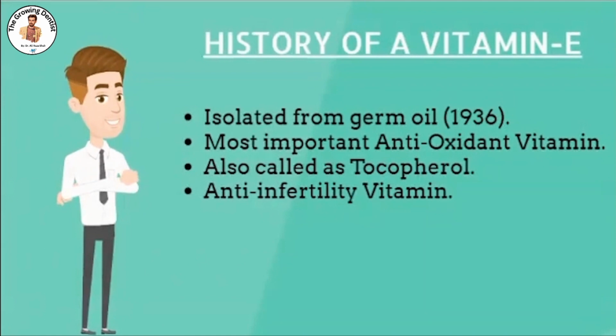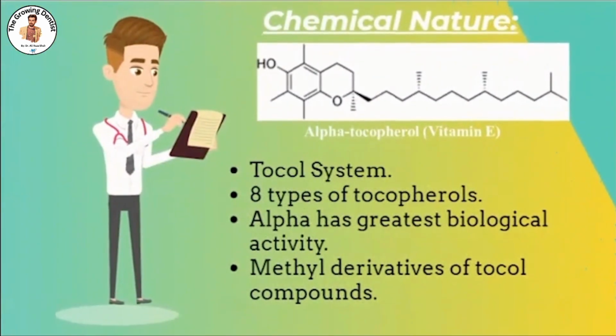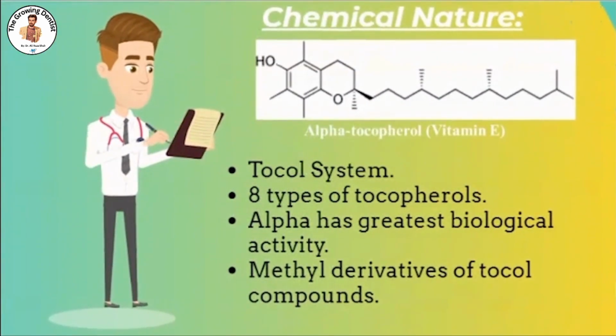If we look into the chemical nature of vitamin E, they have a chromane ring system with an isoprenoid side chain. There are about 8 naturally occurring tocopherols called alpha, beta, gamma, delta, and so on. Out of all these, alpha tocopherol has the greatest biological activity, which is chemically 5,7,8-trimethyltocol. All different types of tocopherols are methyl derivatives of tocol compounds.